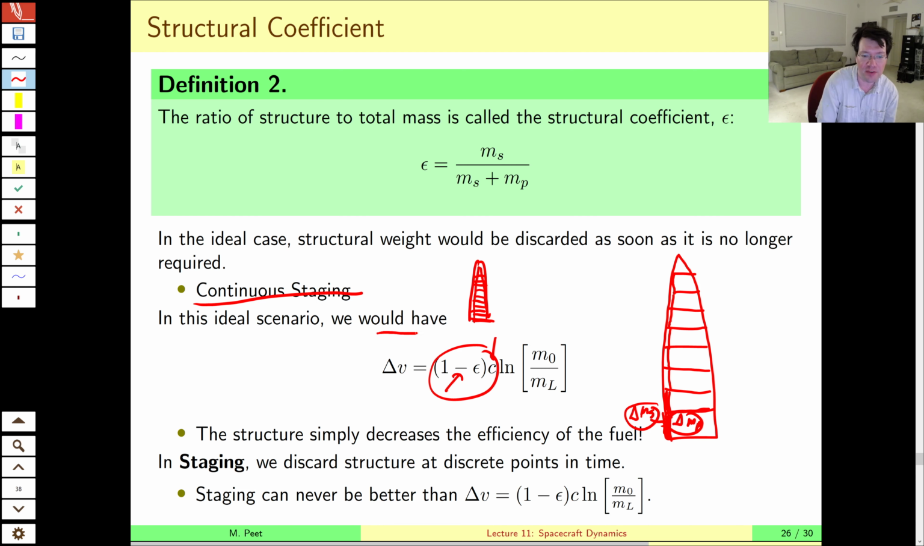Because in this case, we find that any delta V is again possible, right? We don't have to account for the structural weight because it's used up continuously. And so that structure just adds unenergetic parts to the propellant, so it decreases the efficiency of the propellant. Of course, that's not what actually happens in rockets, but it tells us that efficient use of staging can basically be used to achieve any delta V.